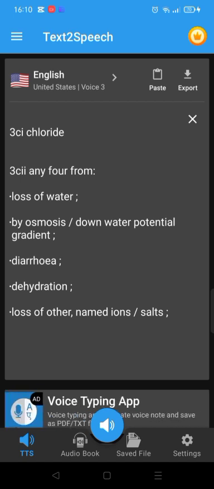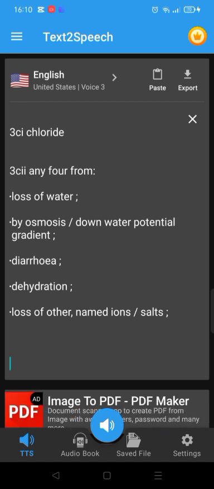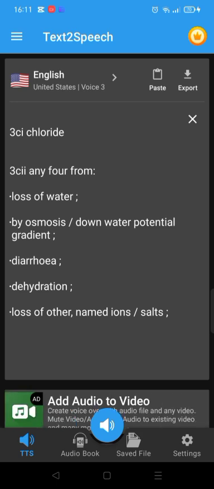3C: chloride. 3CII any 4 from: Loss of water by osmosis down water potential gradient. Diarrhea. Dehydration. Loss of other named ions, salts.